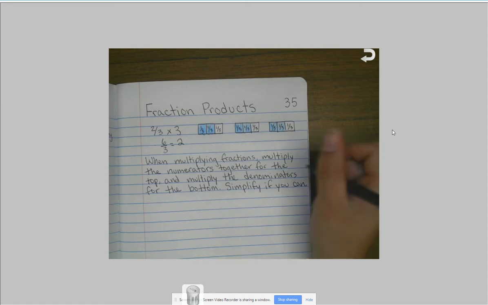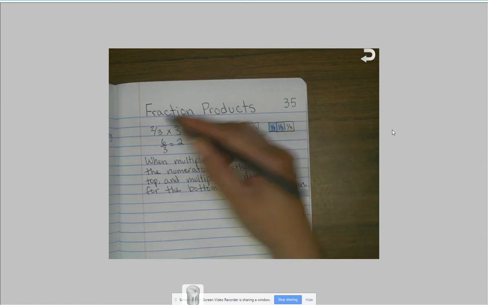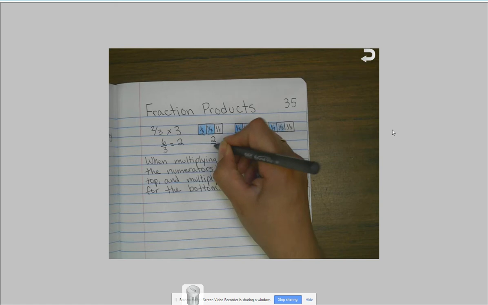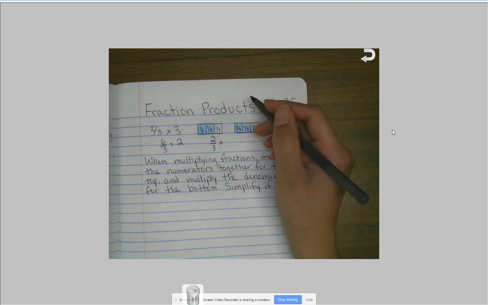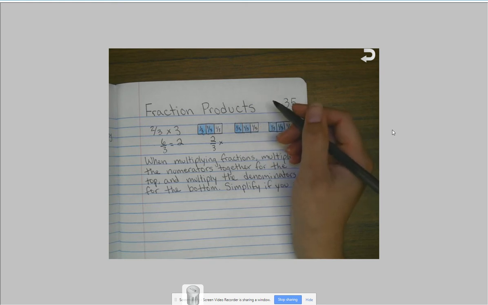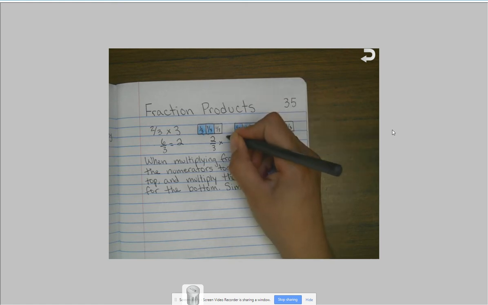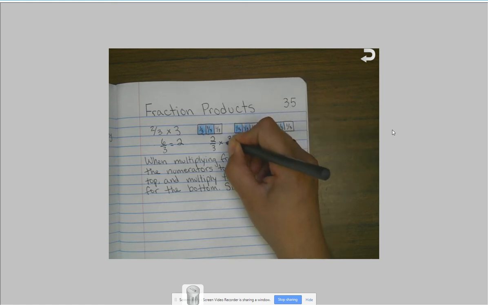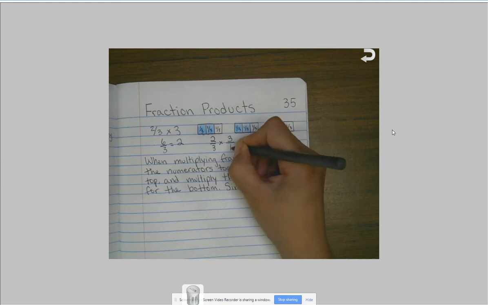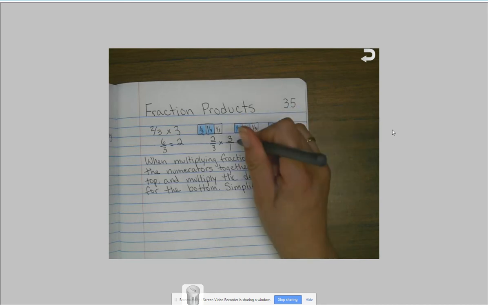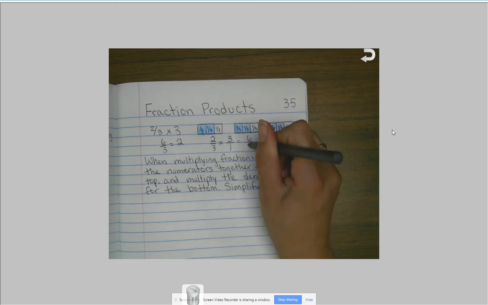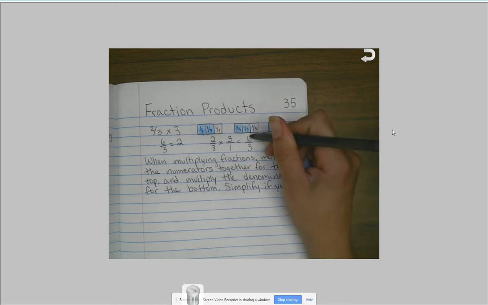So if we're looking at this example up here, the first fraction is 2/3. And I'm multiplying that by 3. Now 3 written as a fraction is a whole unit. So how many pieces does it take to make up a whole unit? Just 1. So if I want to write 3 as a fraction, I'm going to write 3 over 1. I have 3 groups and 1 piece makes up the whole unit. So if I multiply across the top, I get 6. If I multiply across the bottom, I get 3, and then I simplify if I can.